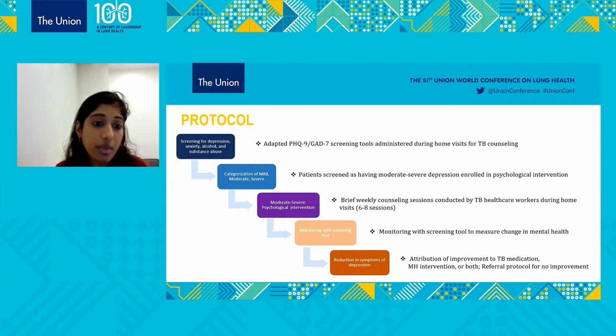So after the screening tools were administered, patients screened as having moderate to severe depression were enrolled in psychological or psychotherapeutic interventions. All these were administered by our healthcare workers and staff, our TB frontline healthcare workers who coordinate routine TB care for patients. And these consisted of brief weekly counseling sessions, usually 6 to 8 sessions, 8 at a maximum. And then after every session, the screening tool was again administered to make sure we were able to monitor the progression of the patient and measure any reductions in symptoms of depression.